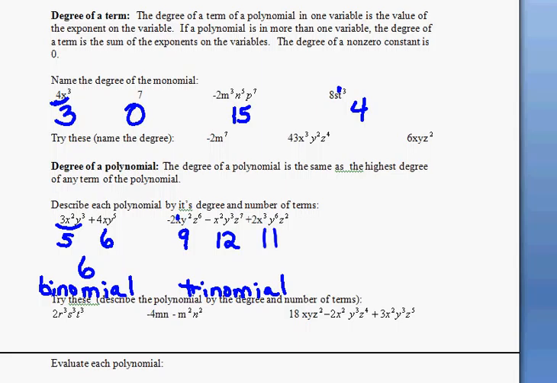So if you remember the rule, the degree of that polynomial is going to be 12 because I chose the largest of those three numbers. I don't add them up. I find the degree of each individual term and then I choose the largest number. So the degree of that polynomial is 12.